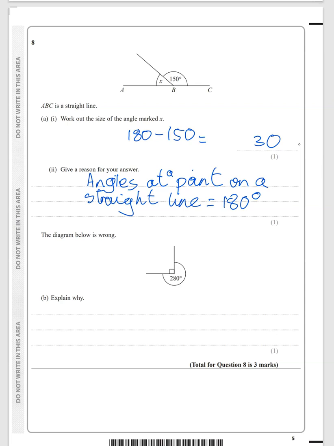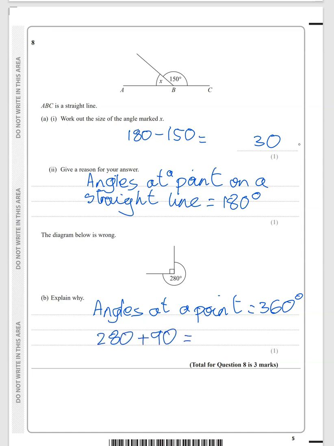The diagram below is wrong. Explain why. Angles at a point equal 360 degrees. So 280 plus 90, 370 degrees. Okay, so it doesn't work. Angles at a point should add up to 360. They'd add up to 370.